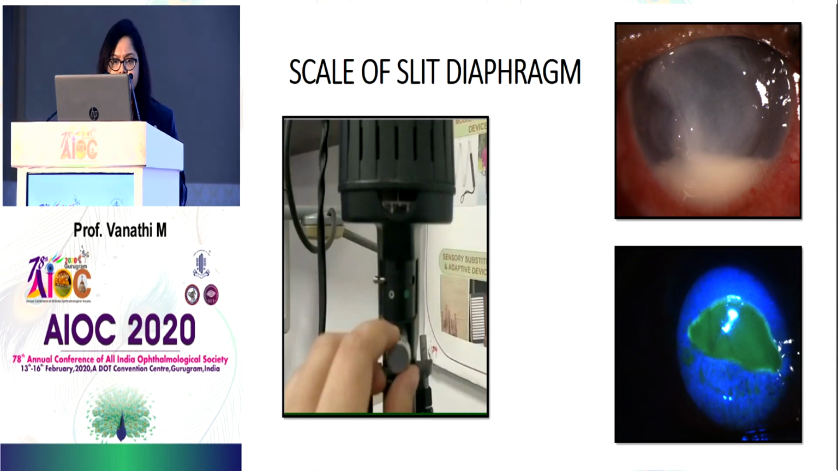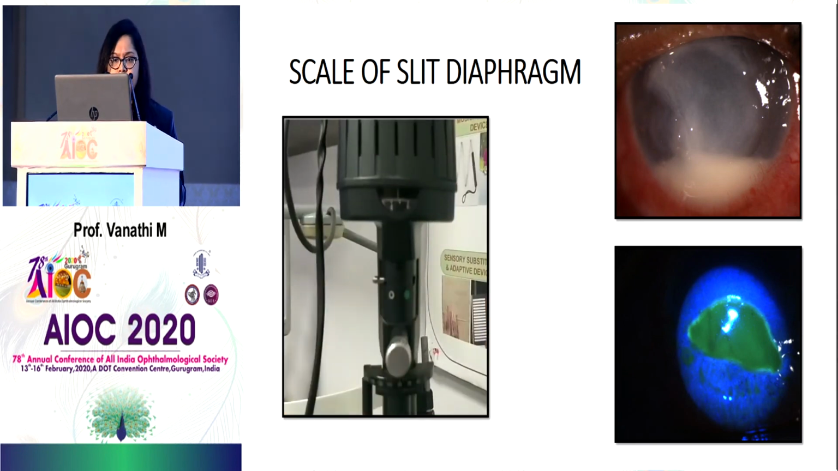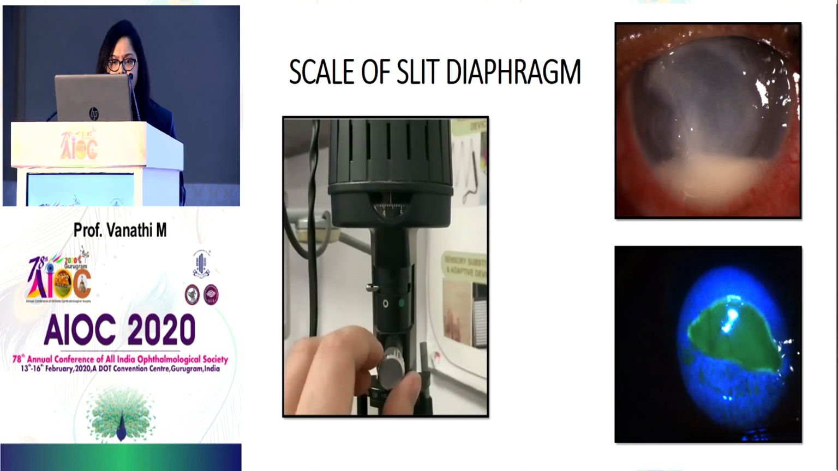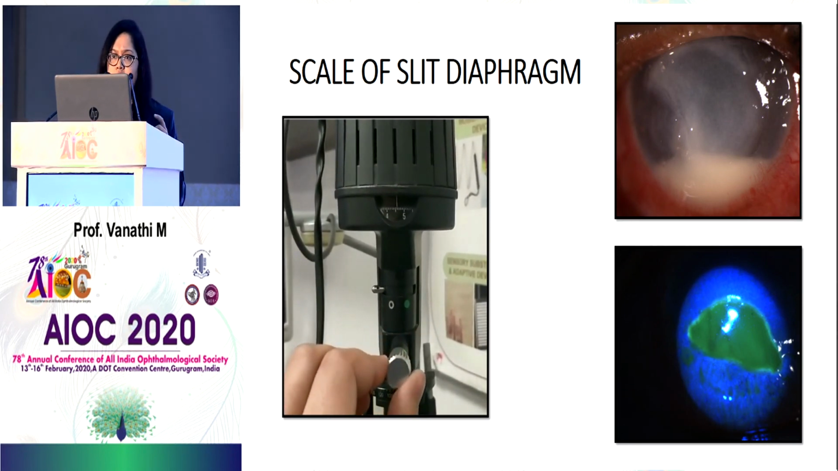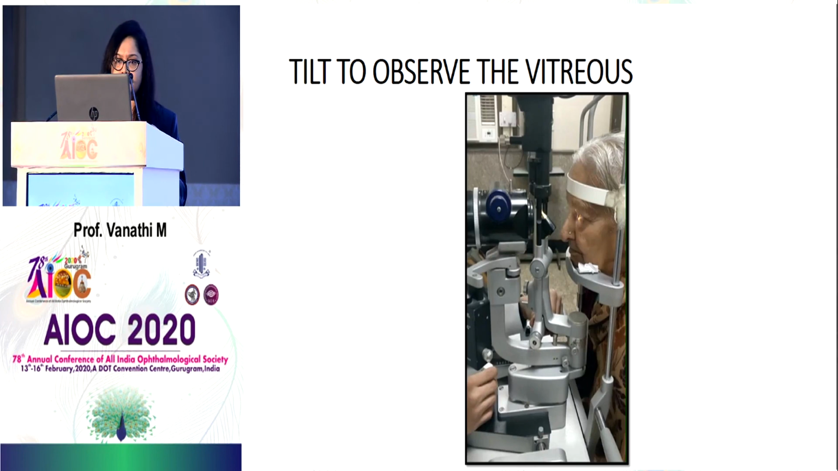Now there is a scale on the slit lamp diaphragm. So here you can adjust the width of the slit and you can measure various lesions on the ocular structures. Suppose you have a corneal ulcer and hypopyon, and you want to measure the height of the hypopyon, then you can increase the slit. And for measuring the dimension of an epithelial defect also, you can use the slit diaphragm.